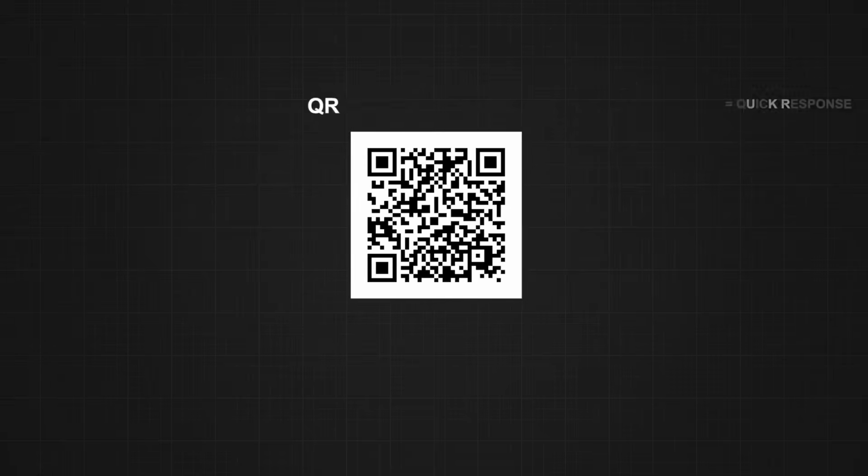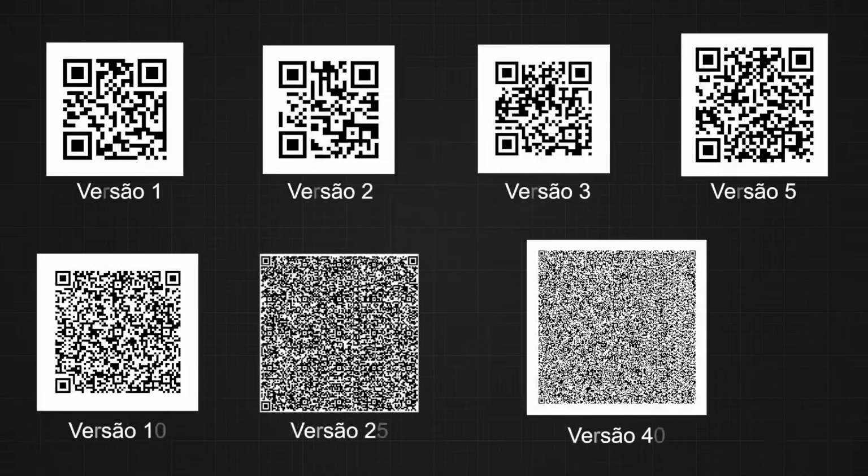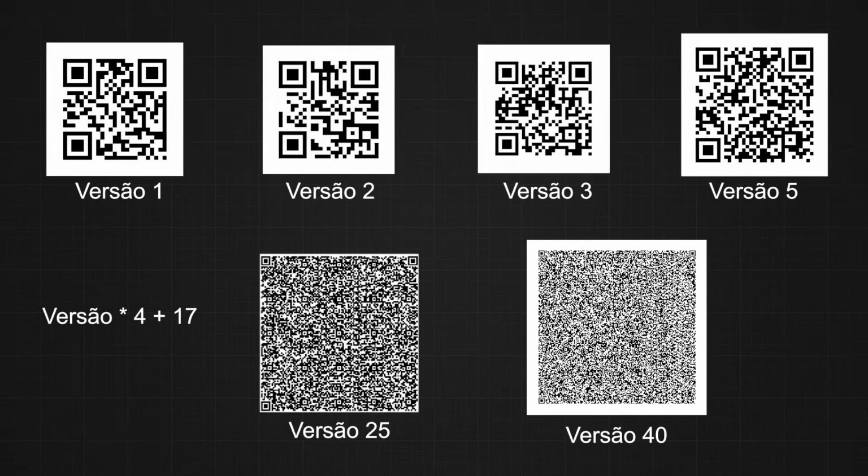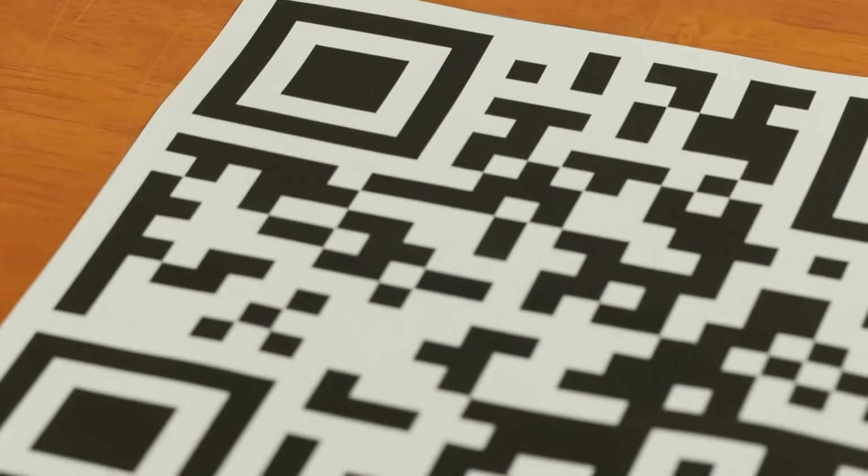And QR stands for Quick Response, meaning a quick response code. That's because it can be read in just under 3 seconds. And there are several versions of QR codes, 40 to be more precise, and the size of the code for each version will be equal to the version times 4 plus 17. In other words, in version 1, the size is 21 by 21 modules, and in version 40, it's 177 by 177 modules. But after all, how do they work?